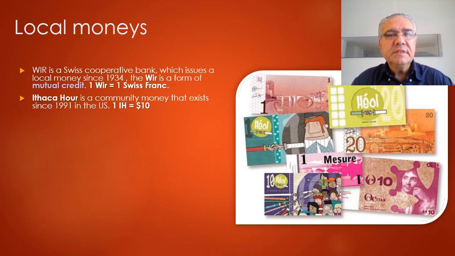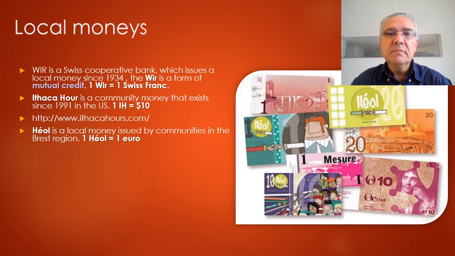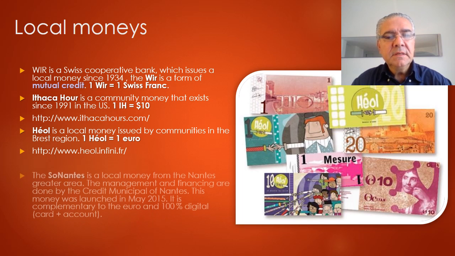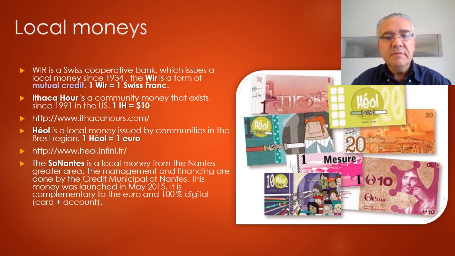Ithaca Hour is a really interesting money that was developed in 1991 in the Ithaca region of upstate New York. What you have here is a form of barter where people trade hours of work, and then they get paid in those Ithaca Hours, and can then exchange these hours against other goods. I'm just providing the links here. The Eol is a money that's issued by the communities in the region of Brest, which is in Brittany, France. And the Sonantes is a local money from the Nantes area in France as well, and it's a system that is based on barter, which we're going to look at on the next slide. It's a complementary money to the euro and 100% digital money.